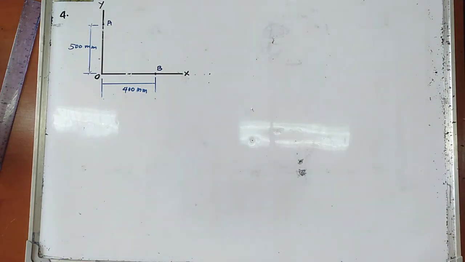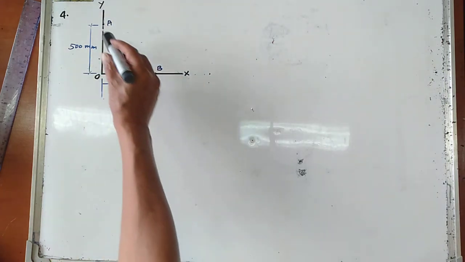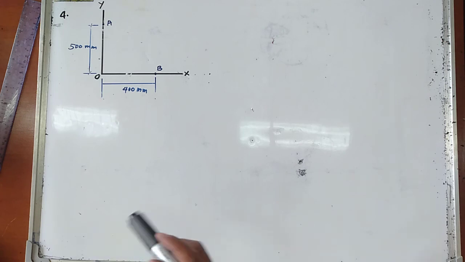Okay, next. A force P acts in the XY plane. The moments of the force P about points O, A, and B are 80 newton meters, negative 200 newton meters, and 0 respectively. Determine the value of P. So let's try to determine now the value of P.